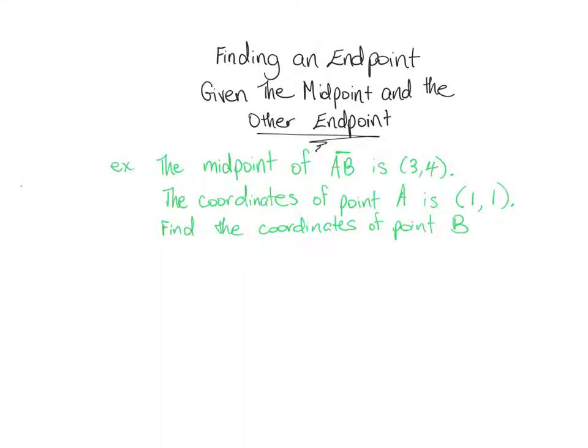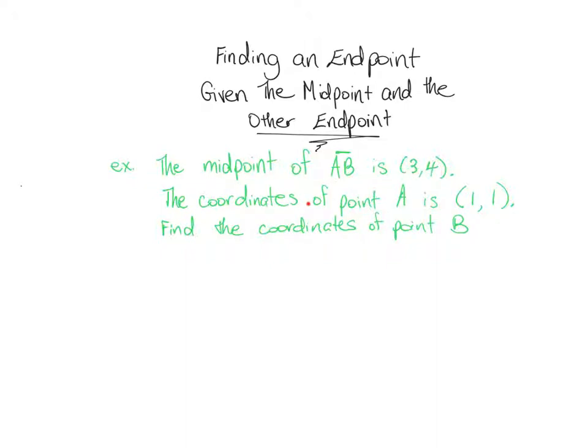Hi, in this video we'll be looking at how to find one endpoint if given the midpoint and the other endpoint of a line segment. Alright, so here we have a line segment AB. That means it has two endpoints. One endpoint is A and the other endpoint is B. And we know that its midpoint is (3, 4).